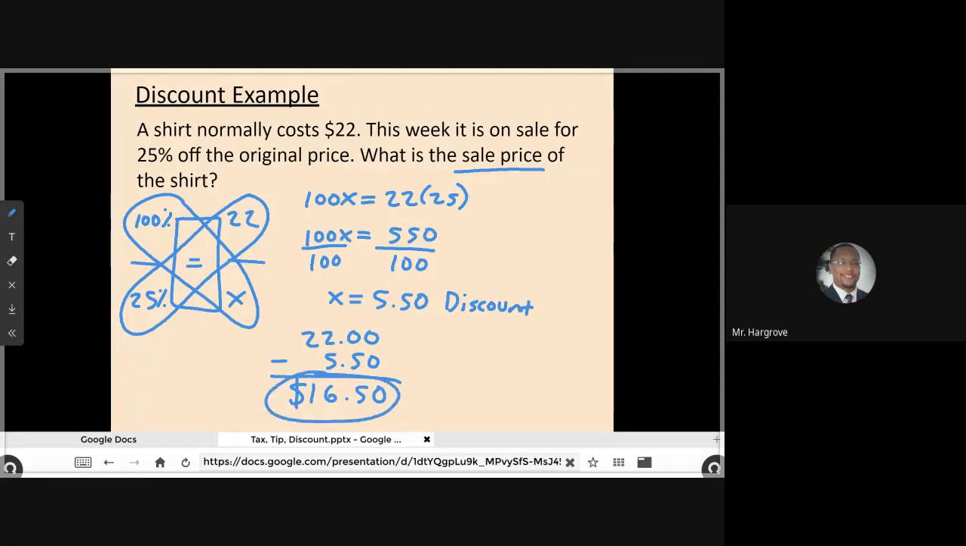So always think logically. When we talk discount, that means the price is going to go down. Discounts are good things. Discounts we love because discounts mean we get to save money. So this shirt was $22, but now that it's on sale, I get to buy it for $16.50. And that's the beauty of sales.